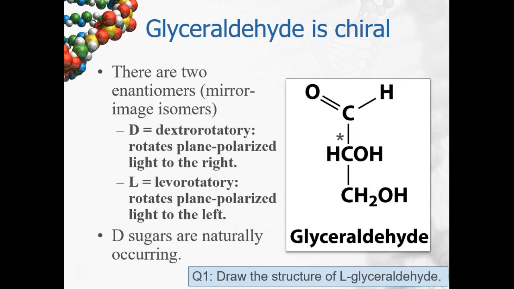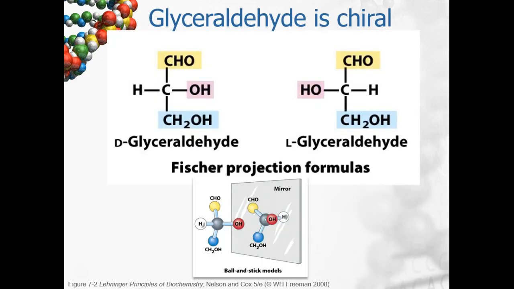So if you draw the structure of L-glyceraldehyde, you should have drawn something that looks like this. The one that's on the right. So D-glyceraldehyde and L-glyceraldehyde are mirror image isomers. We use the Fischer projection formulas rather than the R and S that you learned in organic chemistry. It's just the convention of biochemists to do that. And you can see underneath that they are in fact mirror images of each other. And there's the chiral carbon right there. In L-glyceraldehyde, the OH is pointing to the left, and in D-glyceraldehyde, the OH is pointing to the right.